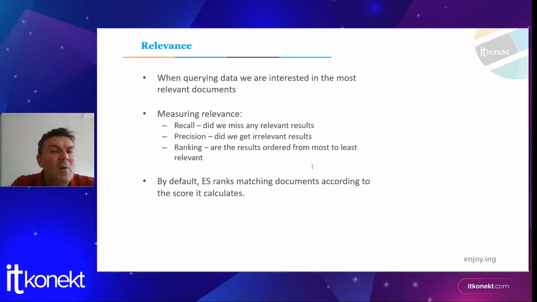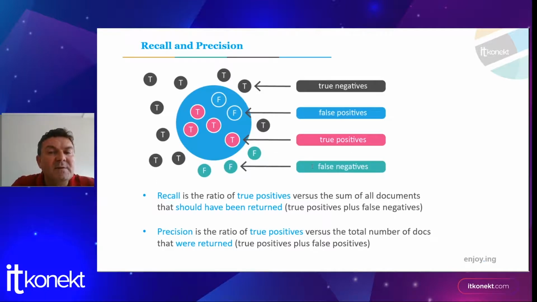Recall measures how well a search finds every possible document that could be of interest to the search. Recall has less influence on user satisfaction than precision. Recall is particularly important in applications where the user cannot afford to miss information, for example, security and compliance applications. Recall is measured as the ratio of true positives versus the sum of all documents that should have been returned: true positives plus false negatives.